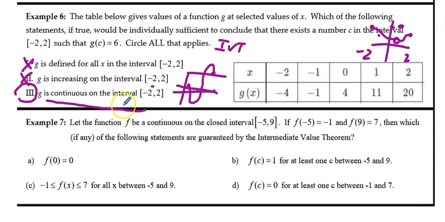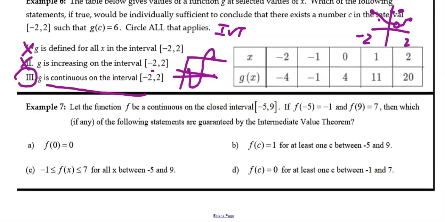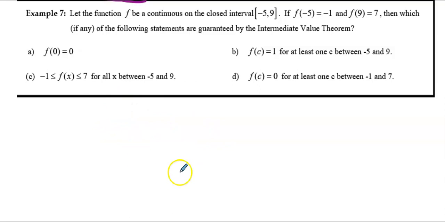All right, I hope you got it in you. We got one more example to do, and we're done with this lesson, ladies and gentlemen. It's example number 7. Let's go and see what we can do with it. I'm going to give us some room here so we can really talk about this question for a little bit. It says, let the function f be continuous on the closed interval from negative 5 to 9.